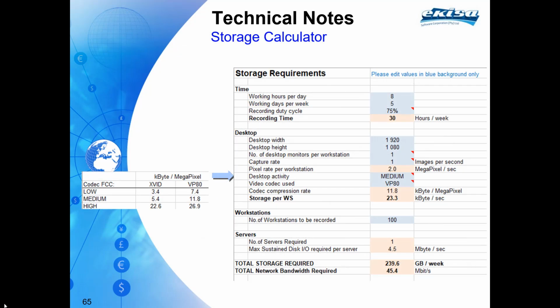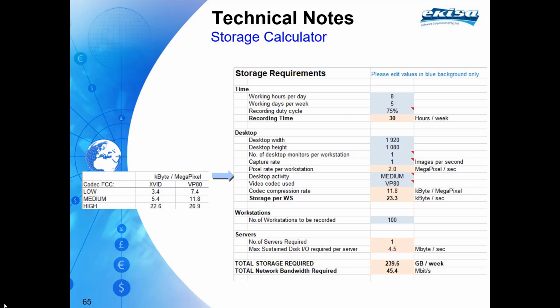A storage calculator is available on the web portal of Ekisa to estimate the screen recording storage requirements of a call center. The blue fields are fields that are editable. Start off in the time section by stating the working hours per day, working days per week, and recording duty cycle, which is the ratio of active recording time to total time available. For example, a duty cycle of 90% implies that for every 10 minutes, the agent workstation needs to be recorded for 9 minutes. This will calculate the total recording time per week per workstation.